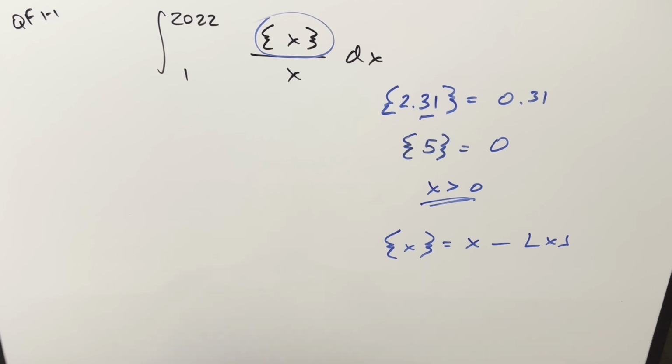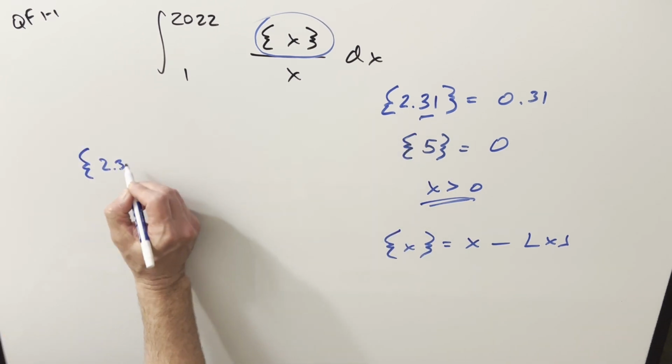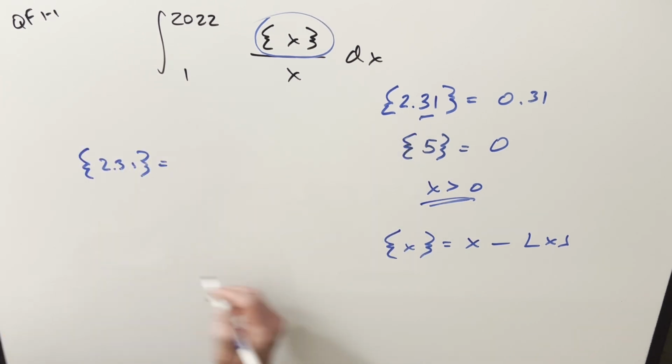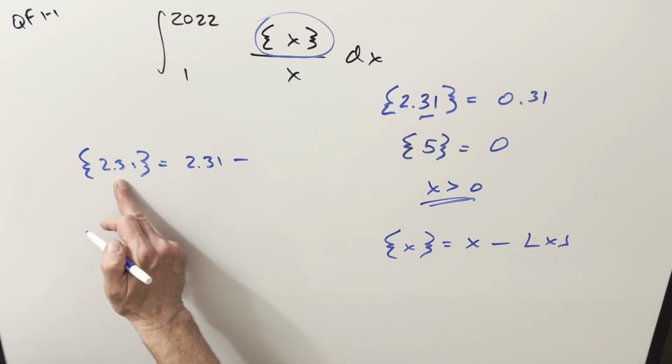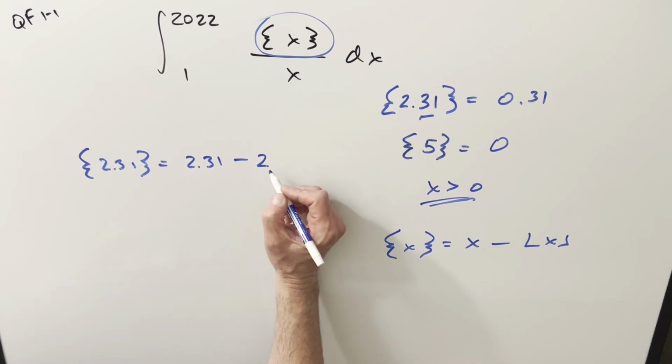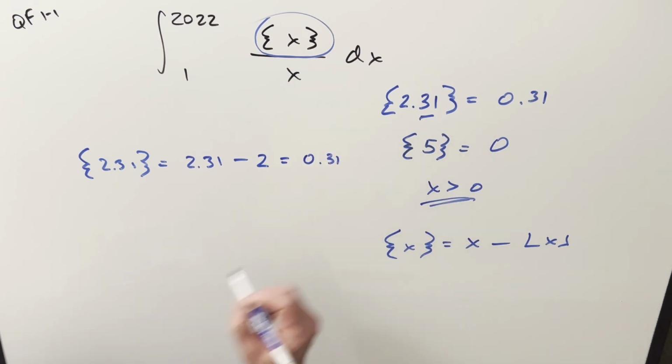This is pretty nice because we know how to deal with integrating the floor function. I've done that in a bunch of other videos. Coming back to our fraction part of 2.31, breaking it up this way, this would be the same thing as 2.31 minus the floor, which rounds us down, so the floor would be 2. Doing this, we get the same thing, 0.31.